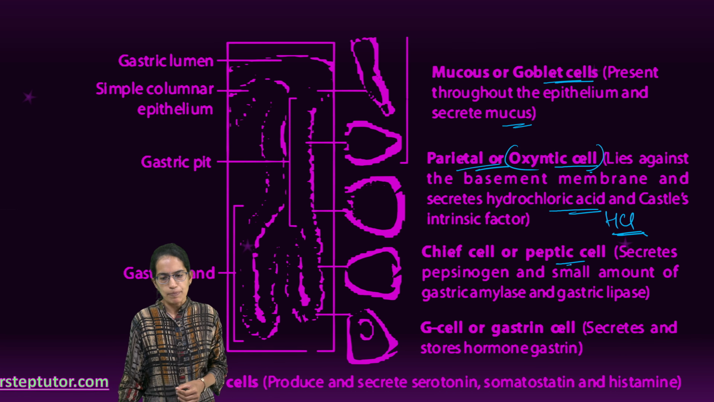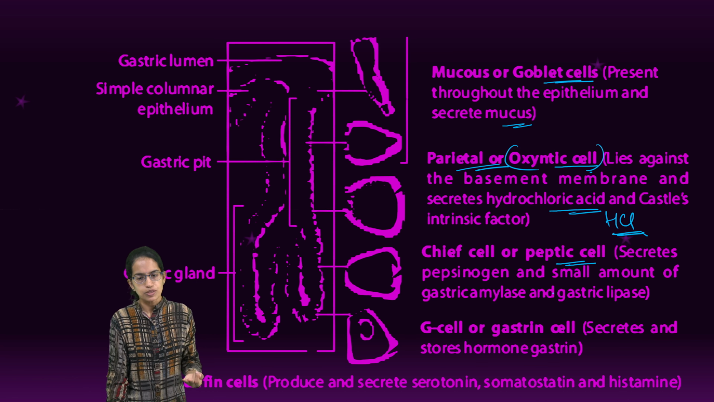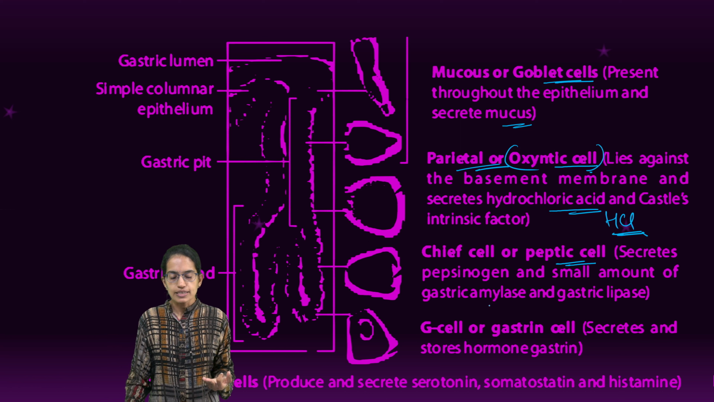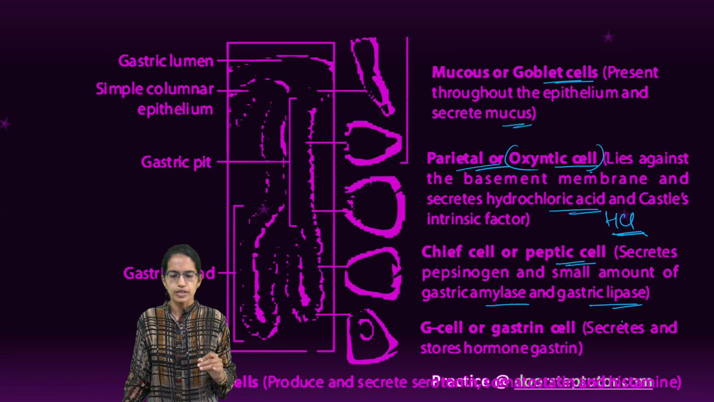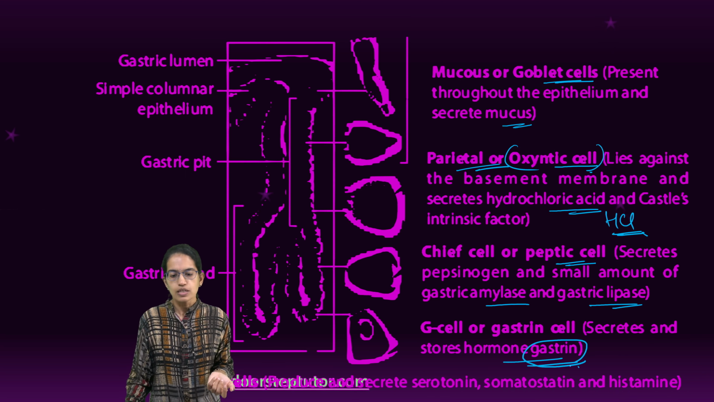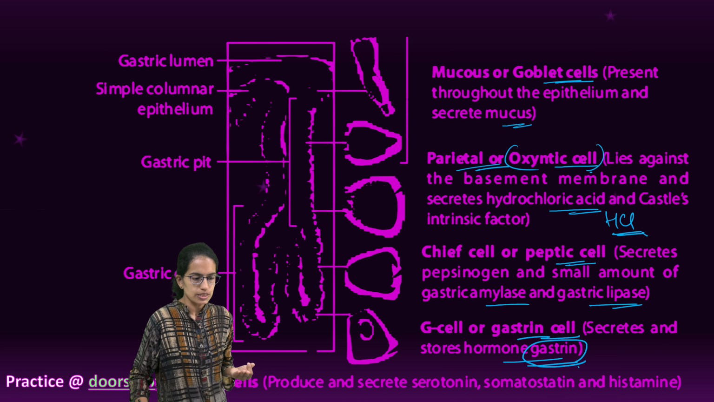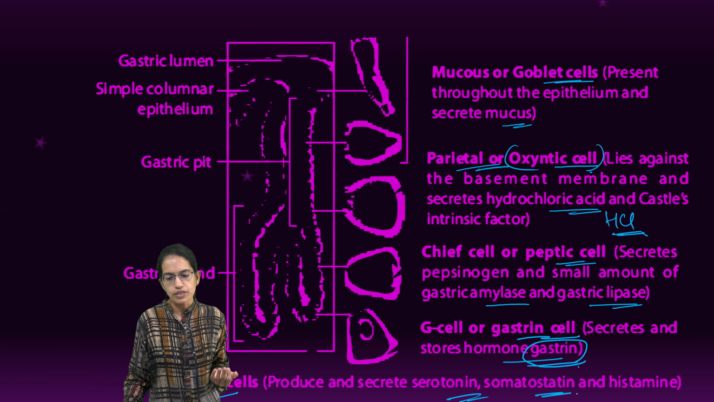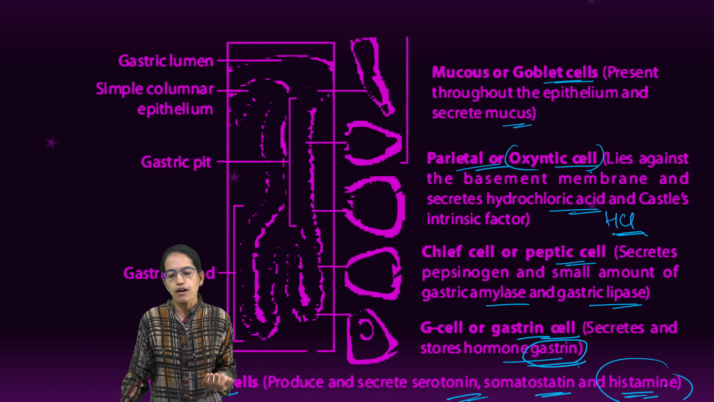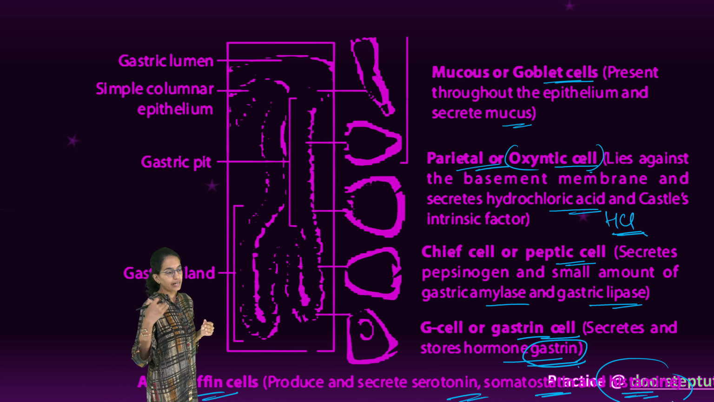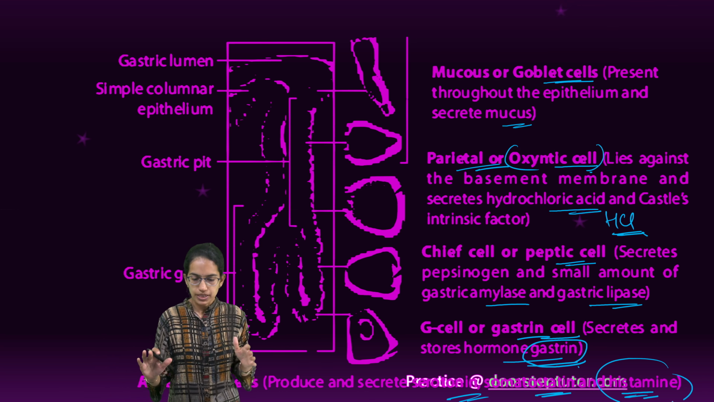The next is the peptic cells. Now they release pepsinogen which helps in the breakdown of the proteins. Gastric amylase and gastric lipase are also secreted in smaller quantity. G cells release the hormone gastrin and therefore they are also known as gastrin cells. Finally, there are argentaffin cells that release serotonin, somatostatin and histamine, which is for the immunity. So those are some of the important glands and their releases from the gastric cells.